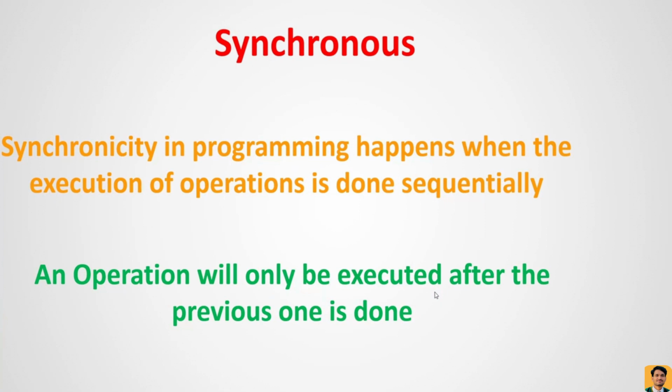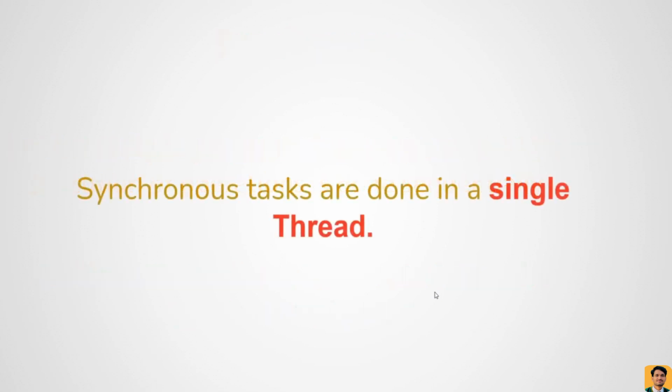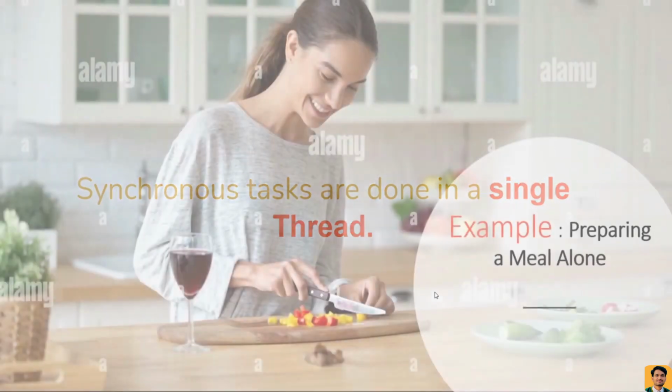Synchronicity in programming happens when the execution of operations is done sequentially. So an operation will only be executed after the previous one is done. This means that a potentially complex task may take a while before all its steps are executed and completed. So synchronous tasks are done in a single thread.